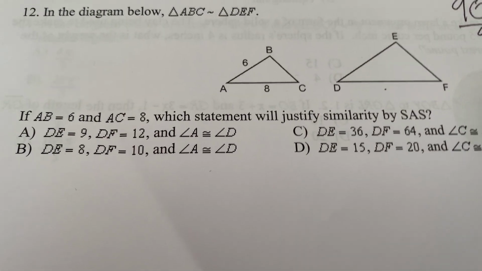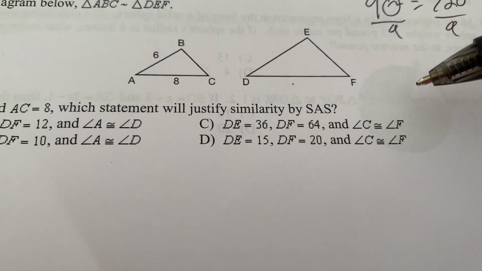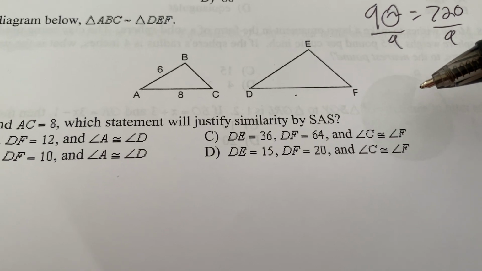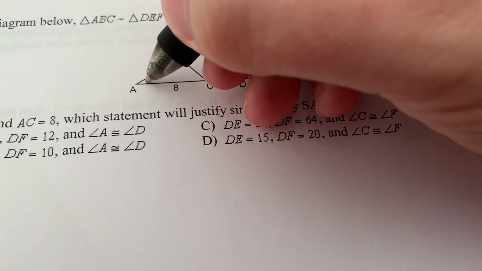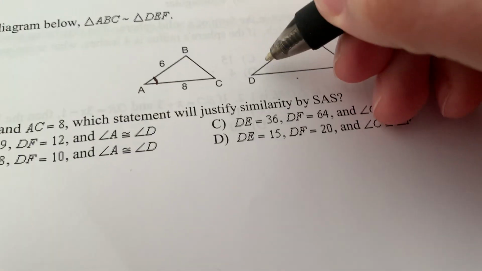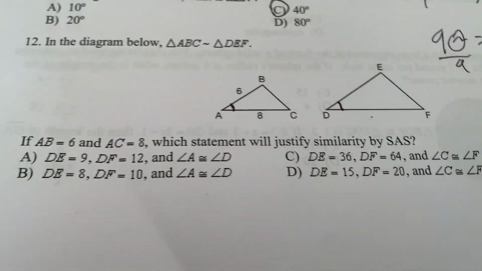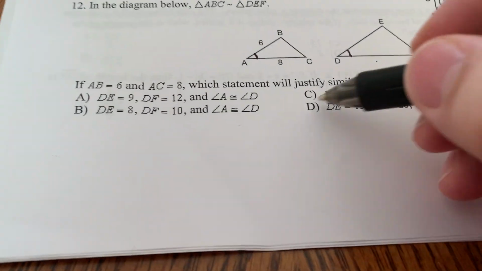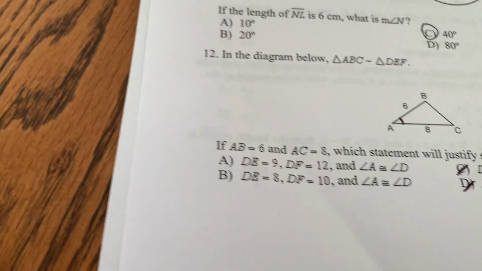Which statement will justify similarity by side angle side? So again, side angle side is a congruency. It's also a similarity. If we're doing side angle side, these are the angles. And again, the angles stay congruent. So those are the angles that got to be congruent. So again, by default, we can go ahead and knock out C and D.